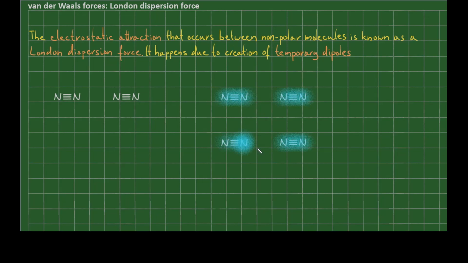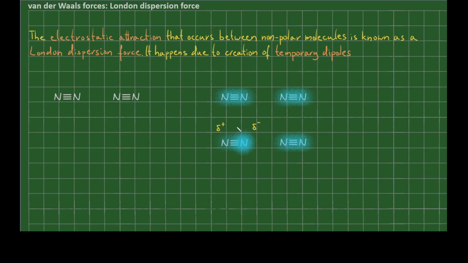The electron cloud on one side of the molecule is far bigger or far thicker than on the other side. This means that for a brief moment, I have a temporary dipole. The side with more electrons will become partially negative, while the side with the fewer electrons will become partially positive. And now, this temporary dipole might induce a dipole on the molecule next to it.